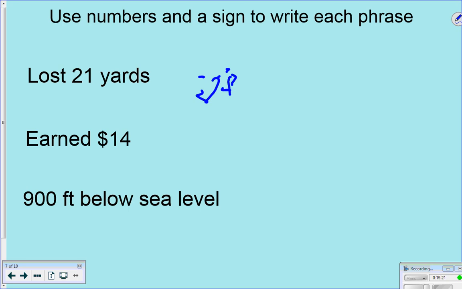Okay. What about this one? If I earn $14, what does that look like in an integer? Plus 14. Did I earn that money? It's money in my account now. Plus 14 is what that would look like. Let's see if it will work for me. Plus 14.